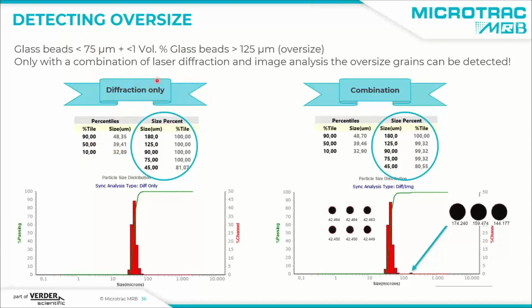Now, when you do diffraction only, you do not find the oversize. This is a sink result with only diffraction. So no particles bigger than 125, 100% are smaller. When you use the sink with the combination of diffraction and imaging, then you find these big particles. You can see them on the images, and they are also represented here in the result rather accurately. 0.7%, 1% have been in there, but you can find them, which you cannot do with diffraction only.